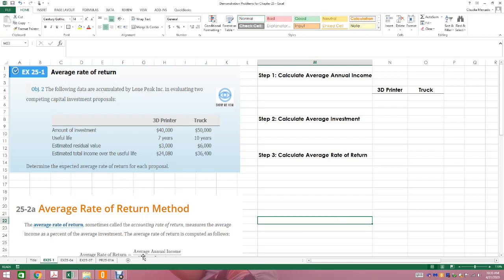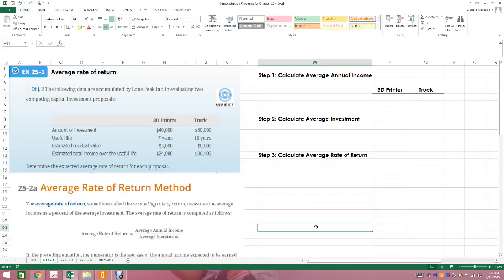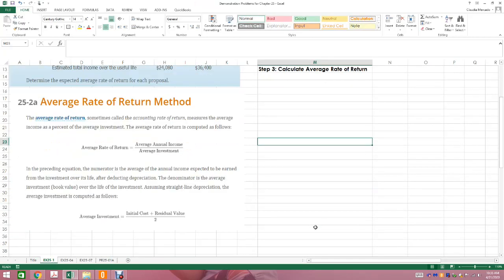Using this information provided, we are to determine the expected average rate of return for each proposal. Now, your textbook does a wonderful job in explaining the average rate of return, and specifically section 25.2a. You can refer to that. It provides you several examples of how to calculate the average rate of return. So the average rate of return is what we call the accounting rate of return, and it basically measures the average income as a percentage of average investment, okay?